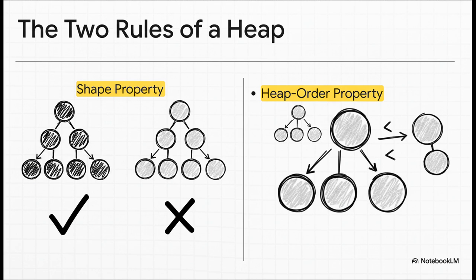Second, the heap order property. We'll focus on a min heap, where every parent is always smaller than or equal to its children. That one rule guarantees the smallest item is always right at the top.